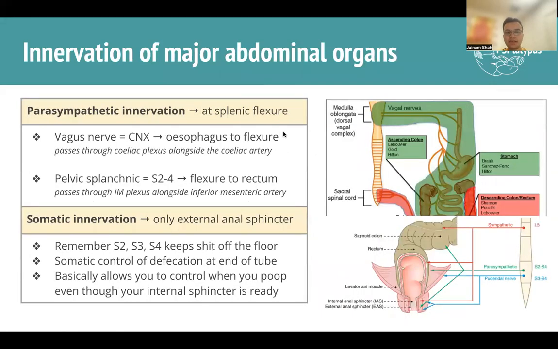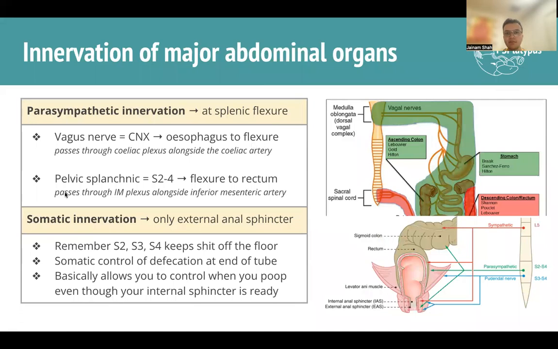Then you've got parasympathetic innervation, which is much, much easier because you've only got two nerves. Before the splenic flexure, if you think about it, it's all the foregut and midgut, you've got the vagus nerve. Vagus nerve literally goes everywhere. It has a lot of head and neck stuff, as well as heart functions, but it also has parasympathetic functions in the gut. So all the way from the esophagus down to the splenic flexure.